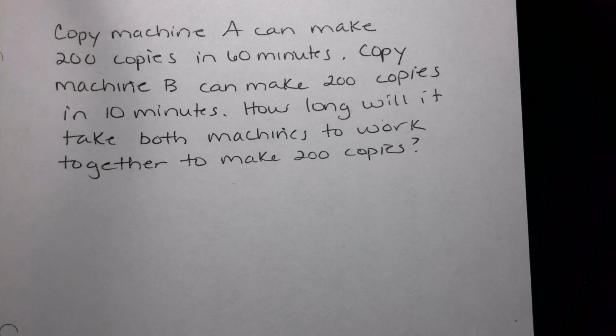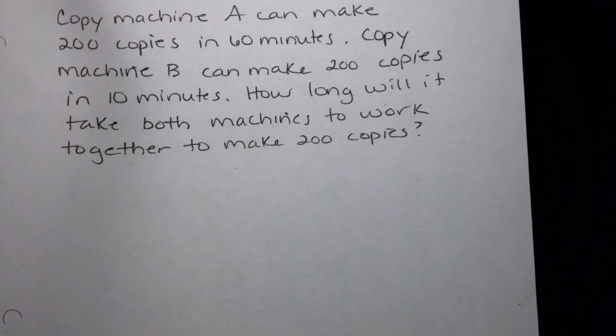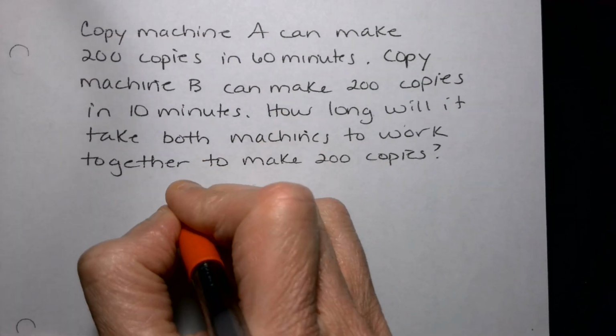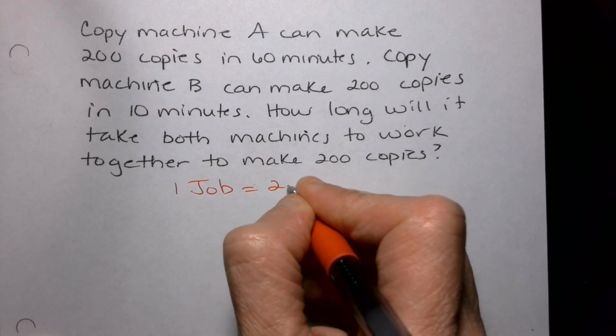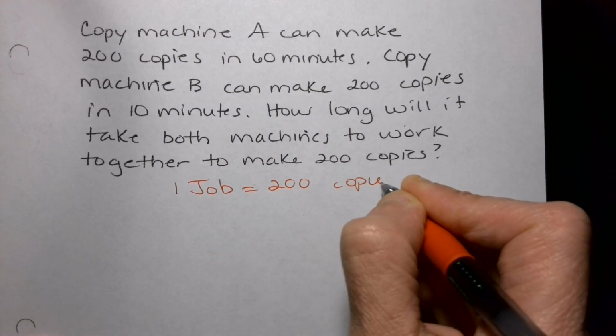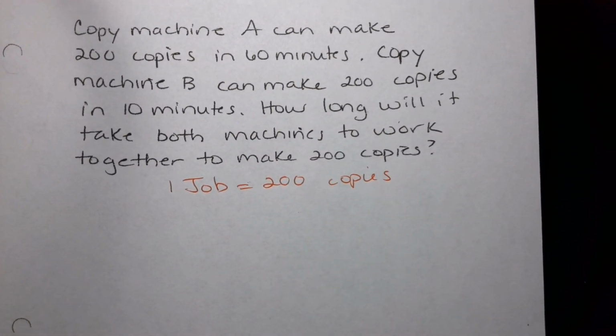Okay, so we've got these 2 machines. They tell you how long it takes each of them to make the same amount of copies, and then they're asking you for that same amount. So we are, in this problem, going to think of our job as completing 200 copies. Okay, so that 200 isn't really relevant at this point. We are thinking of that as a whole. We're thinking of that as a job. When those 200 copies are done, we are done.